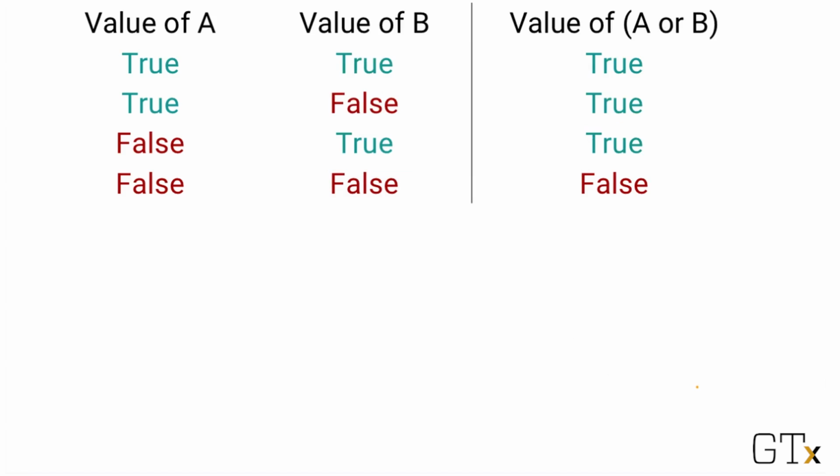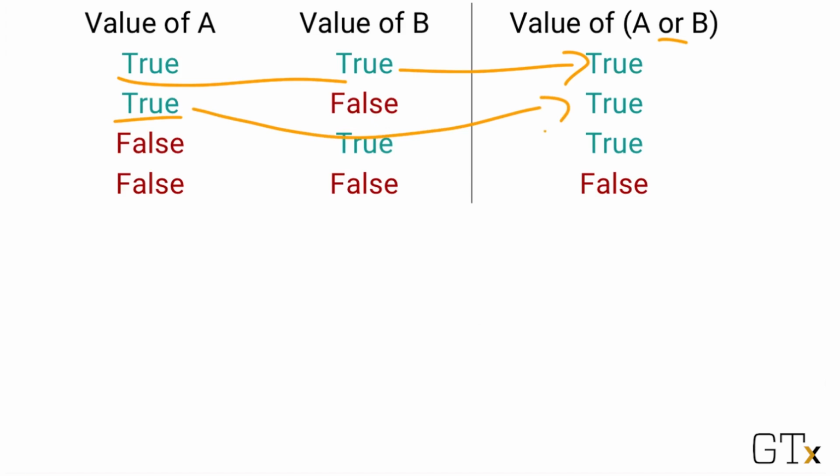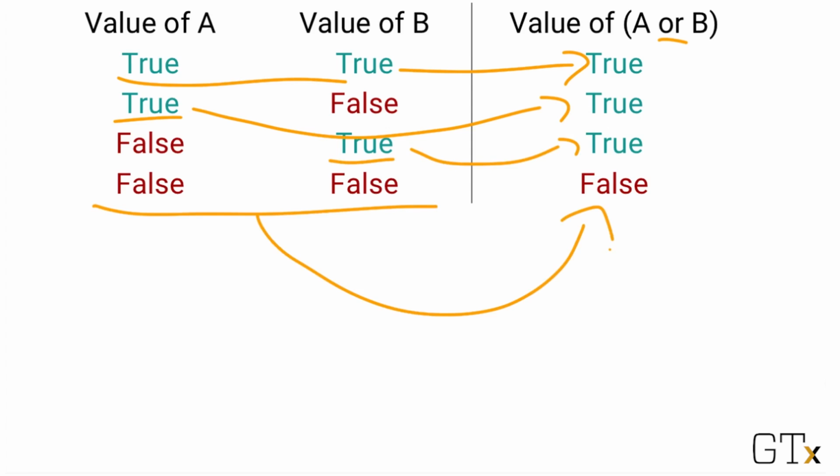For another example, here's the truth table for the operator OR. Is it true that either A is true or B is true? Well, if they're both true, it's certainly true. If only A is true, then it's still true that either A is true or B is true. If only B is true, then again, it's true that either A is true or B is true. And it's only false if neither A is true nor B is true.